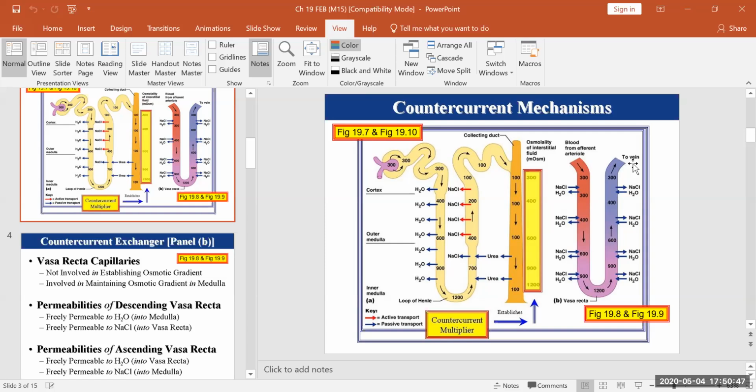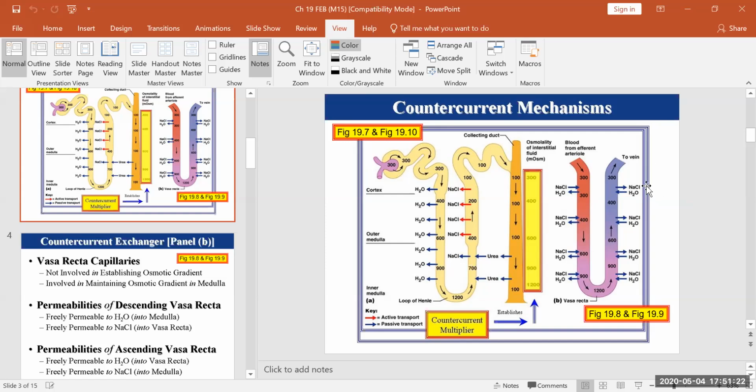In the loop of Henle, we're talking about the flow of the renal filtrate. In the vasa recta, we're talking about the flow of blood plasma, or blood flow. So the descending limb of the loop of Henle interacts with the ascending limb of the vasa recta, opposite flow. The ascending limb of the loop of Henle interacts with the descending limb of the vasa recta, again, opposite flow.